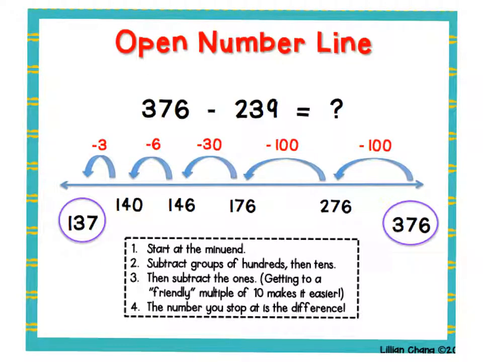We can use this same strategy to help us solve subtraction problems. So on the next screen, we're going to look at 376 minus 239 and find the difference. You'll notice the number line is going to look pretty much the same, except this time I'm counting back because we're taking away. Let's take a closer look.